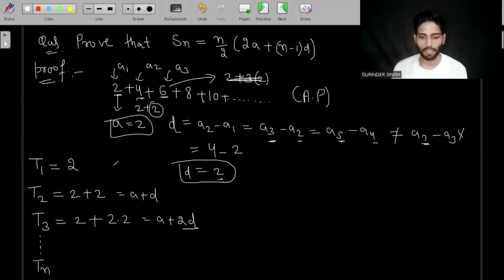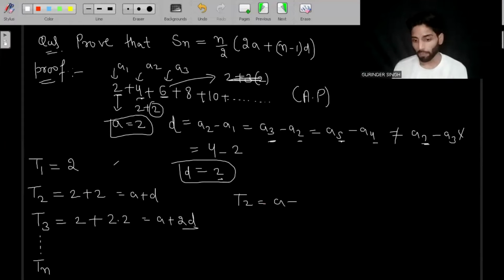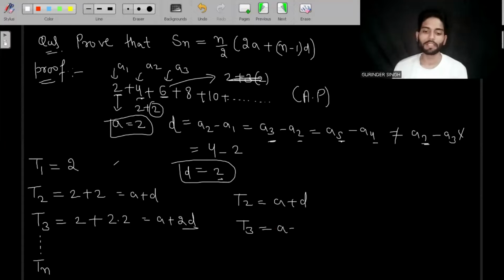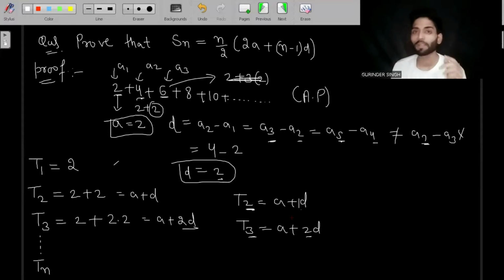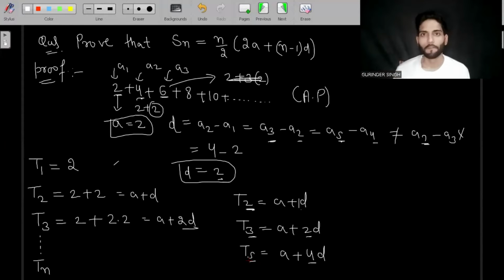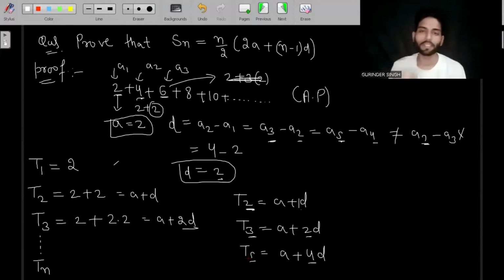You can write T2 is equal to a plus d, and T3 is equal to a plus 2d, right? It means if there is 3, here it's 2. If it's 2, then here multiplied by 1, just next to d. So T5 is equal to, by observation, a plus 4d. So one is decreasing, right? One is decreasing.